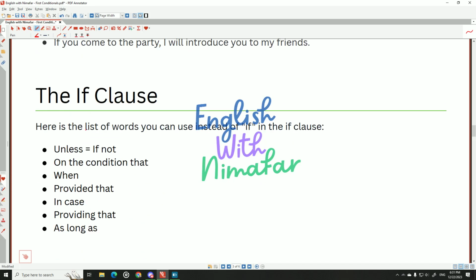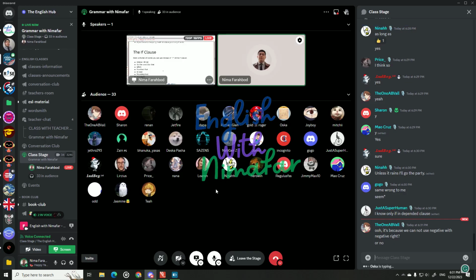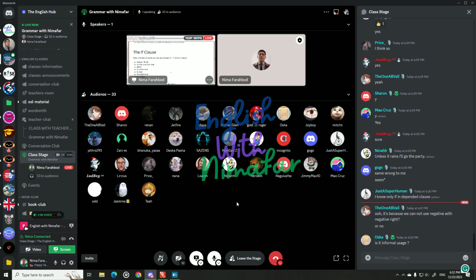So why should we use unless not if we have if? We cannot say this vice versa. No. Unless means if not. We don't have unless not means if. We don't have such things. So unless, after that, positive. Oh, it's because we cannot use negative with negative. Yes, double negative. We can interpret it like this.